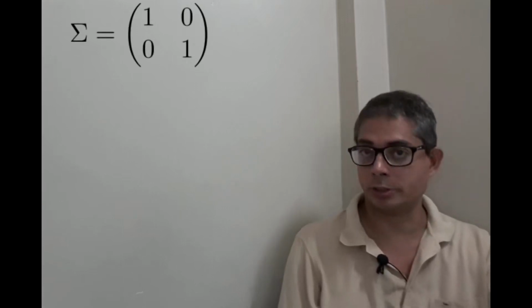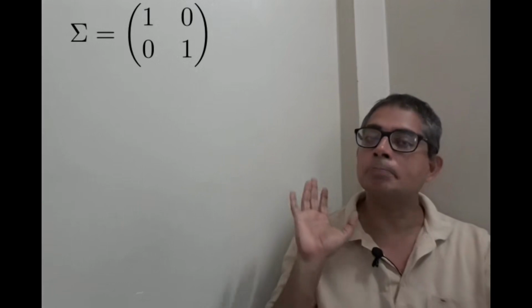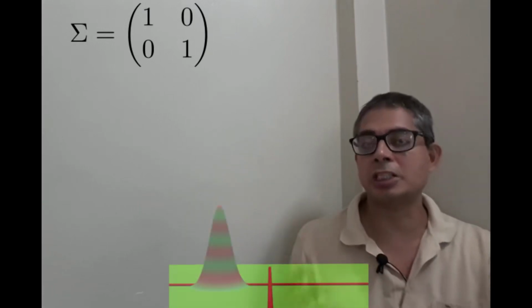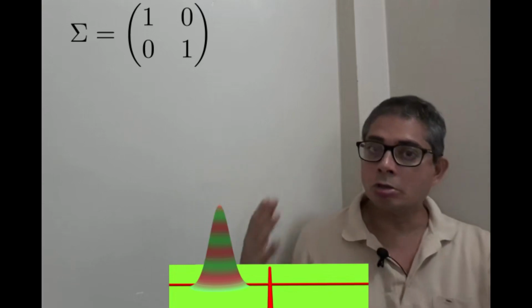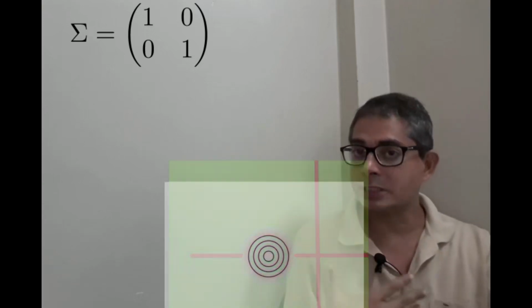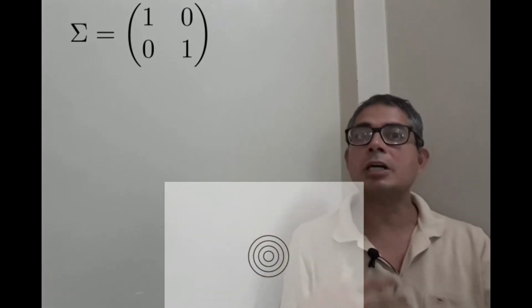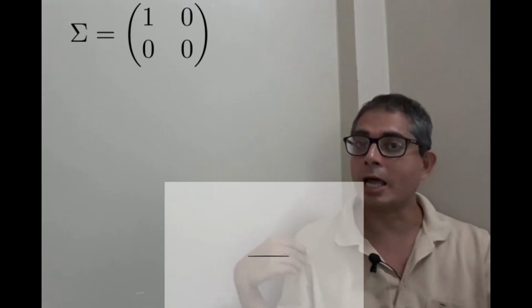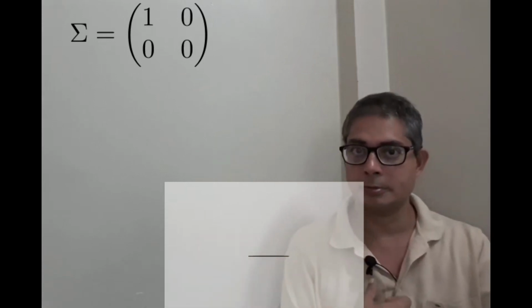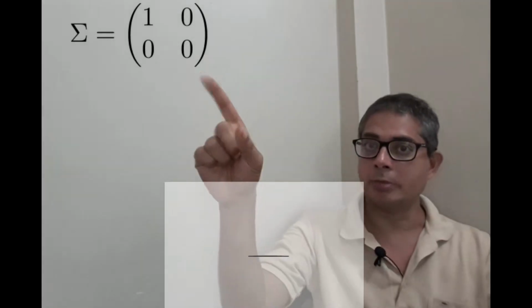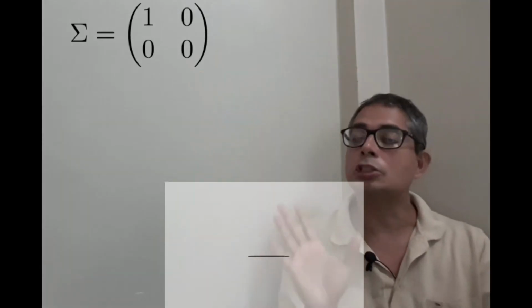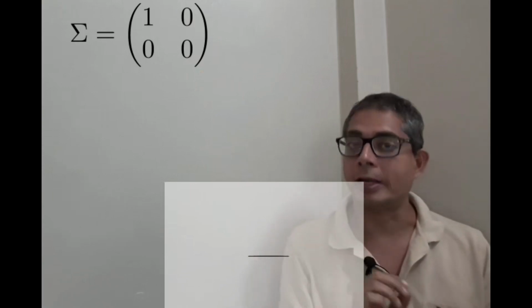Again, we start with sigma equal to the identity matrix. We already know that the PDF in this case is like a bell-shaped dome. The contours here are like concentric circles, which are shown like this. Now, we start reducing this entry to 0. The contours then degenerate into horizontal lines along the x-axis. And as expected, sigma has now become singular, so the PDF is undefined.